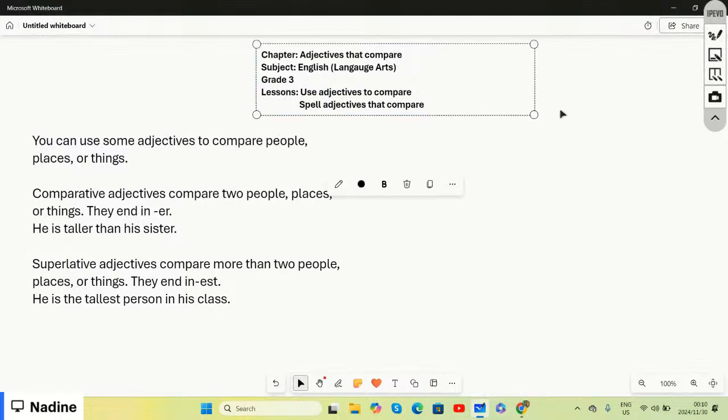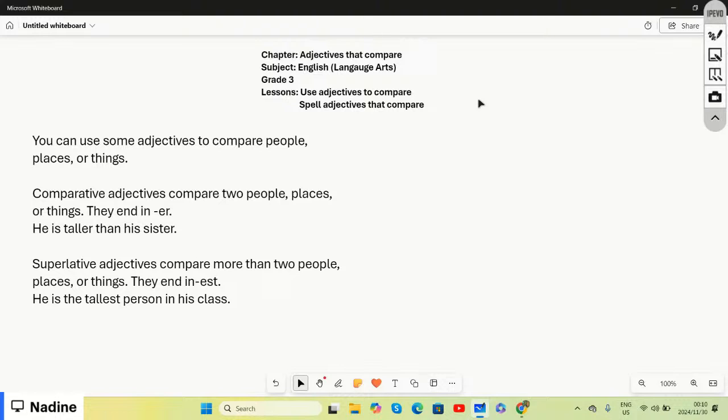All right, so our chapter is adjectives that compare. The subject is English language arts. We're doing grade three. And the lessons that we are going to be focusing on under the chapter of adjectives that compare is to use adjectives to compare and to spell adjectives that compare.